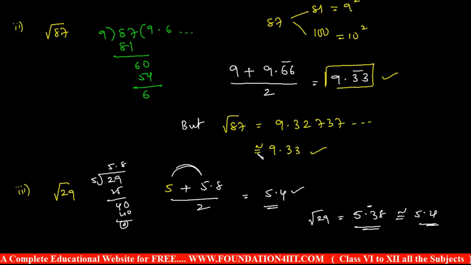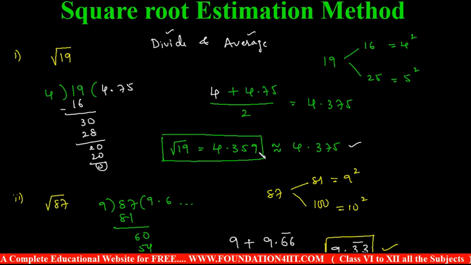Okay, these are the simple techniques, especially when you're estimating the square root. In the previous estimations we did addition, subtraction, multiplication, and division, and this is one of the easiest ways to find the square root by estimating.